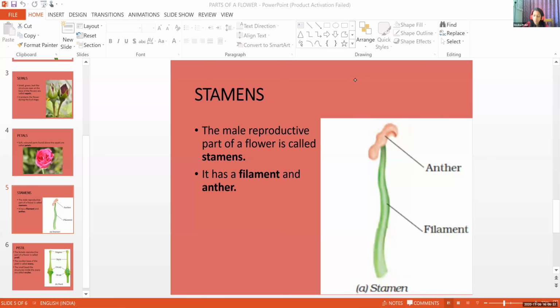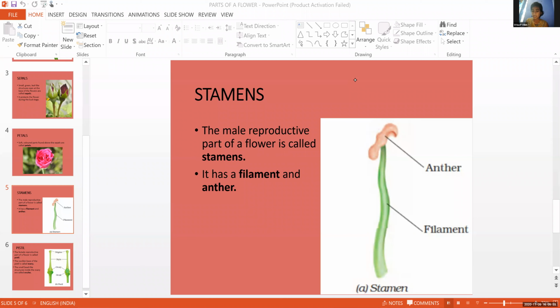Okay, yes. So the male reproductive part of a flower is called stamens, and it has a filament as well as an anther. Ma'am, the first statement, right? The male reproductive part of a flower is called stamens.